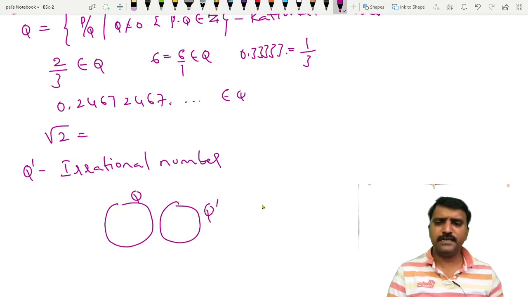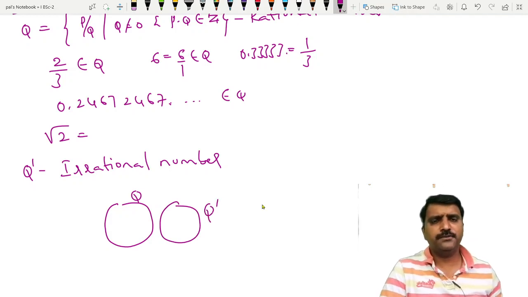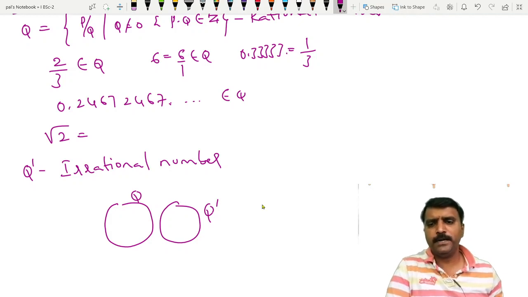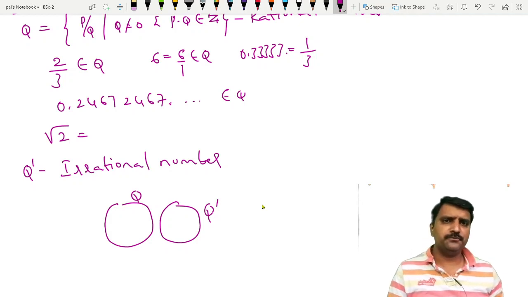Irrational numbers, for example, if you take square root of 2, you take like that square root of 3, not square root of 4, because square root of 4 value is 2. Like that you take square root of 5, square root of 6, square root of 7. All those numbers are irrational numbers. And the cube root of 2, cube root of 4, cube root of 5, not cube root of 8, because cube root of 8 is 2. So like that you can take many irrational numbers.